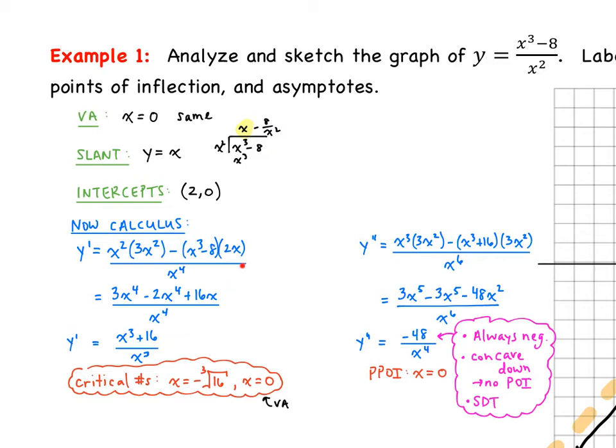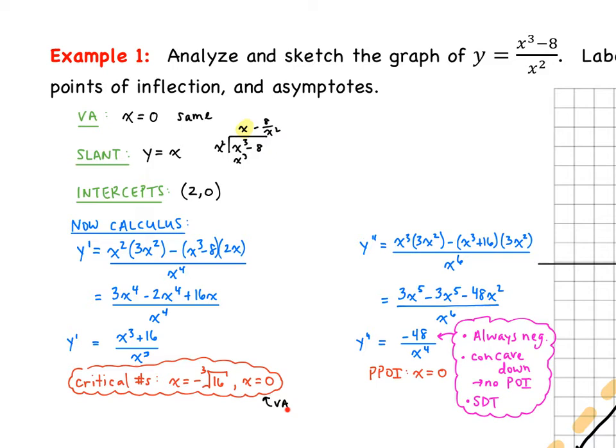So we go through, remember that quotient rule, that's why we practiced it above. So as you go through and you clean things up, we get our first derivative to be x cubed plus 16 over x cubed. So we have a critical number when our numerator equals 0, so we'll get negative cube root of 16. And when our denominator equals 0 is when our function's undefined, so that's where the other critical number comes from.